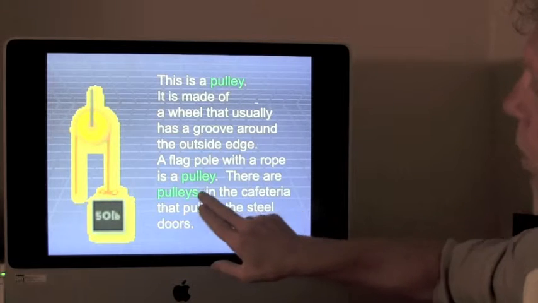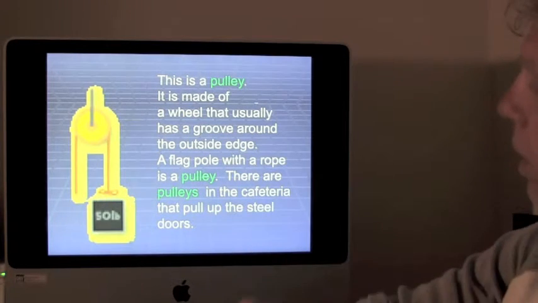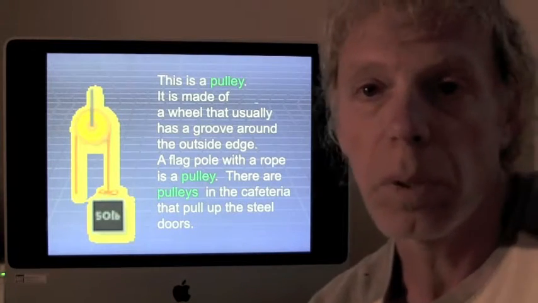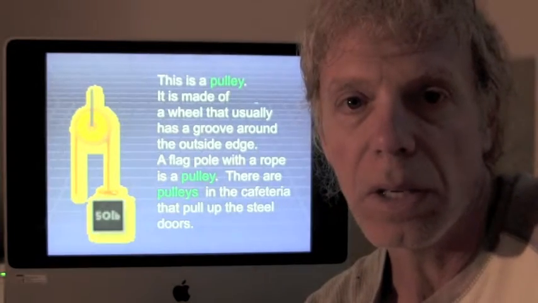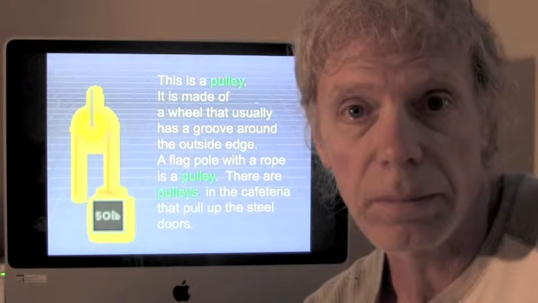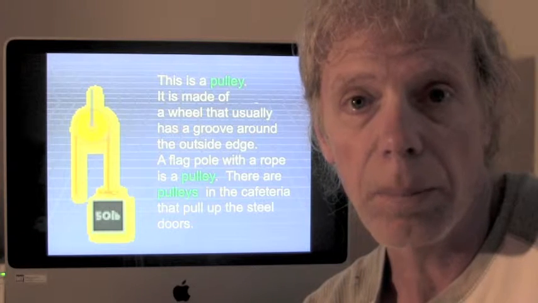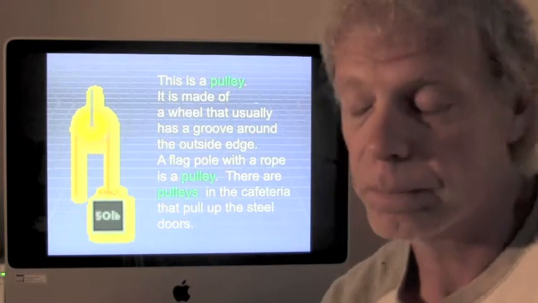A flagpole with a rope is a pulley. There are pulleys in the cafeteria that pull up the steel doors. What the pulley will do for you is make it easier to lift weight, to lift larger amounts of weight than if you were just lifting them up with your hands alone.